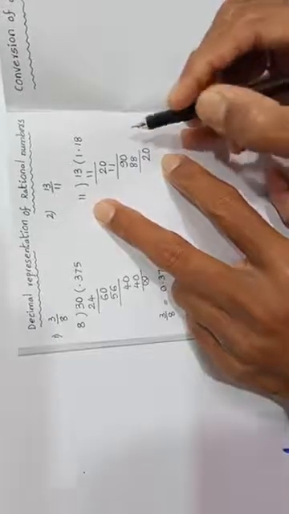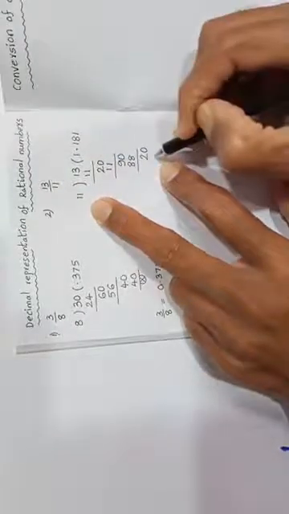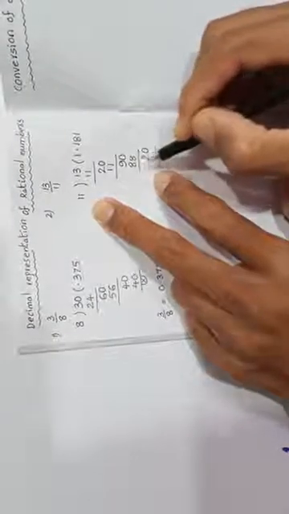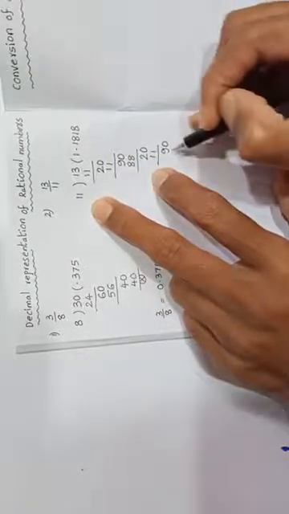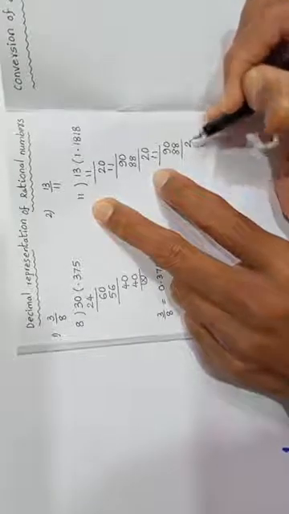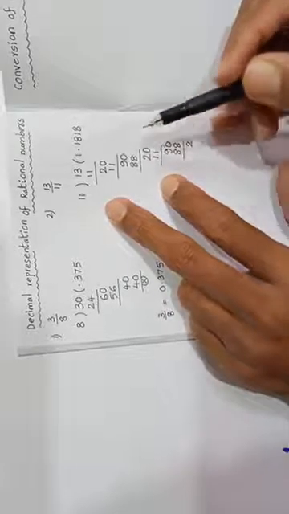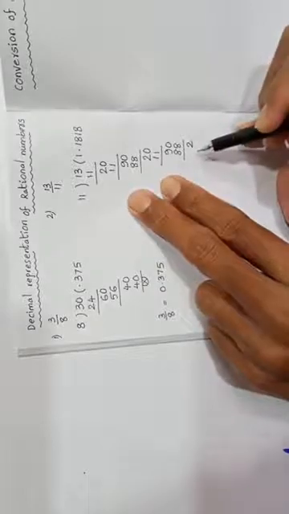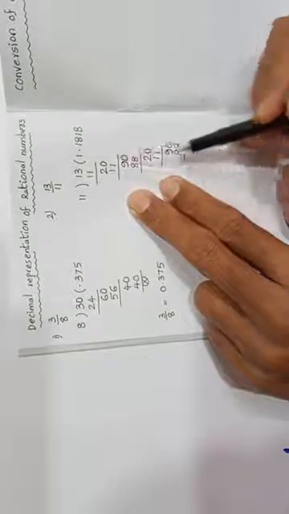So 11 table 20: 11 1s are 11, 11 2s are 22, so 11 1s are 11. Again we get 9. Same, we get like that. Again we take 0, 11 8s are 88. So the division is not ending. Division not ending means these are non-terminating decimals, because the remainder is never 0.